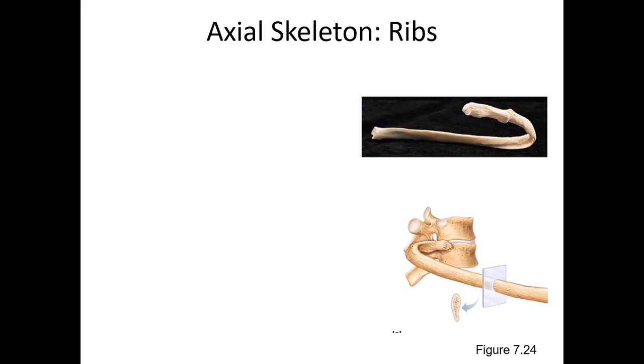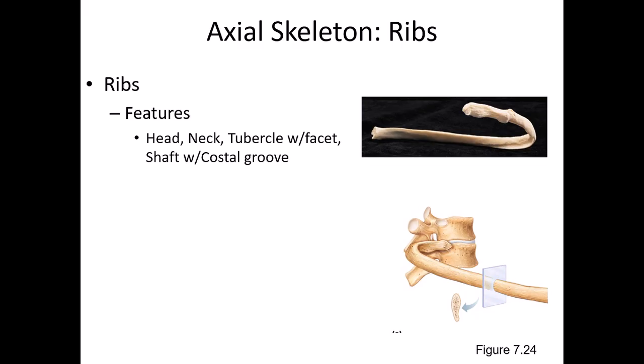Okay, we have 12 pairs of ribs, and you looked at the features of ribs in lab. The head is the dorsal articulation, followed by a small segment called the neck, which leads to a bump called the tubercle that has a facet on it, and the facet will articulate with the transverse costal facet of the transverse process of your thoracic vertebrae. The major portion that kind of bends around is called the shaft, or sometimes the body of the rib.